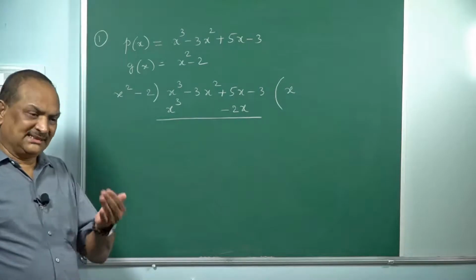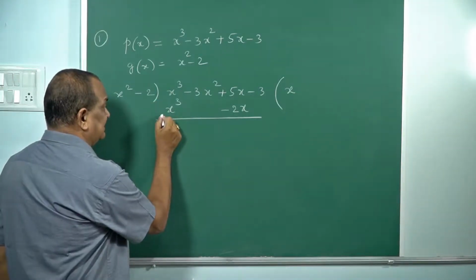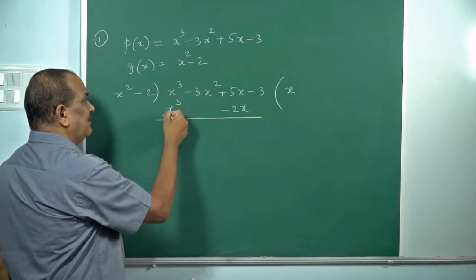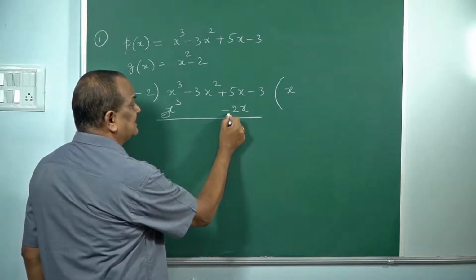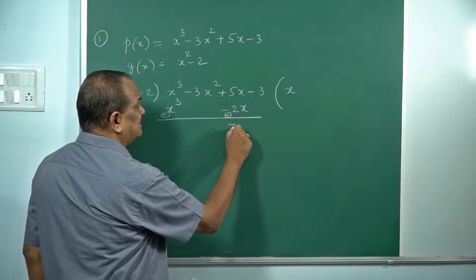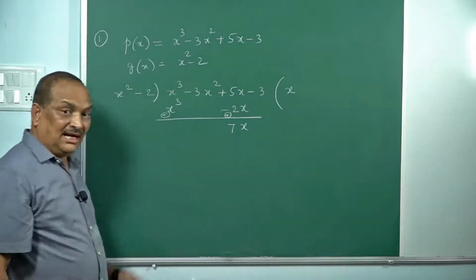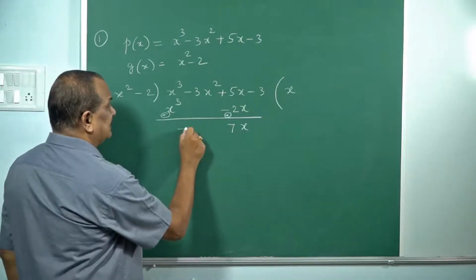What do I do now? I subtract. Okay, when I subtract, I change the sign of this coefficient. It becomes minus, x cube gets cancelled. And this minus 2 becomes plus. And plus 5 plus 2, and that becomes 7x. And I didn't use this one. I just want to bring it down now. Minus 3x square.